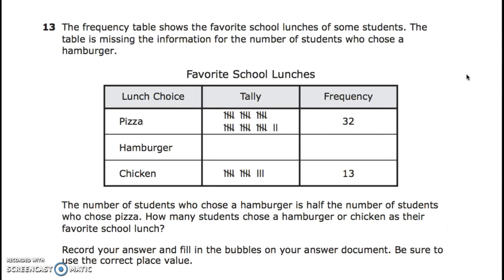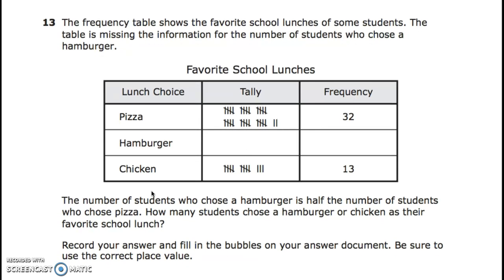Number 13. The frequency table shows the favorite school lunches of some students. The table is missing the information for the number of students who chose a hamburger. Favorite school lunches. Lunch choice: pizza, hamburger, or chicken. The tally, frequency. The number of students who chose a hamburger is half the number of students who chose pizza.